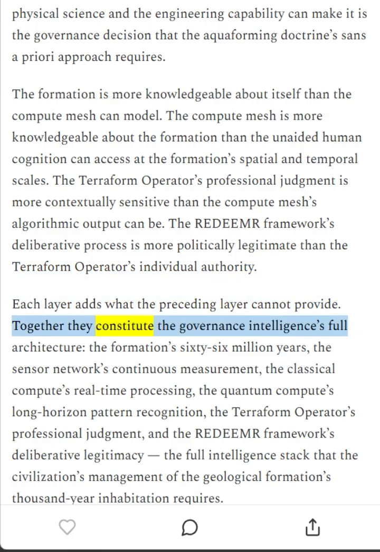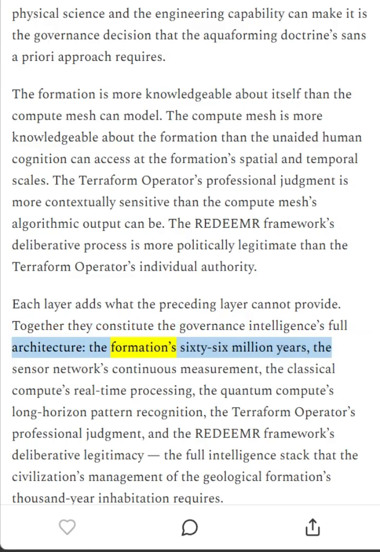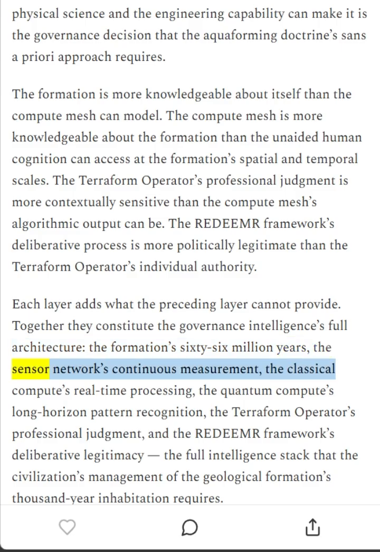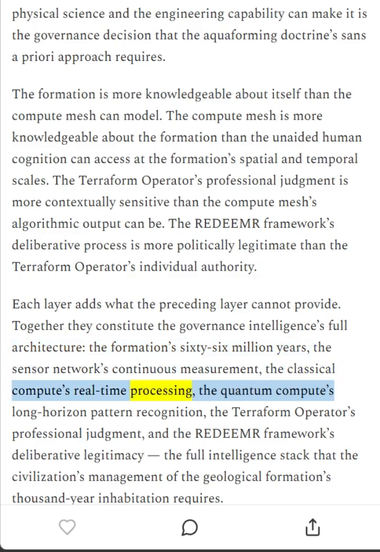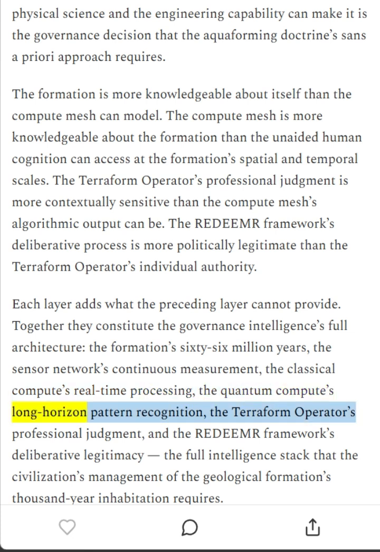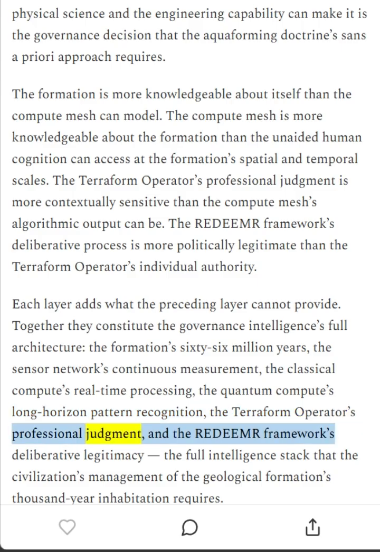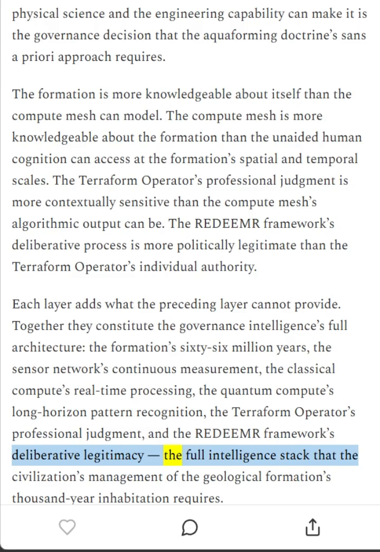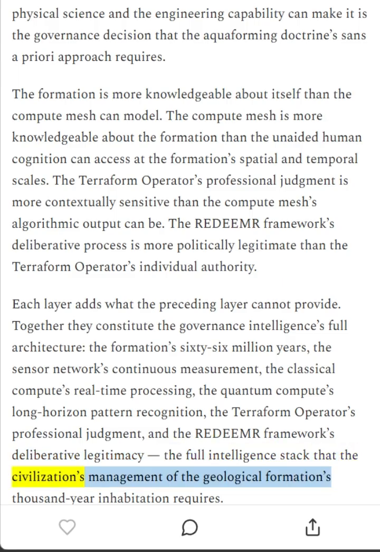Together, they constitute the governance intelligence's full architecture: the formation's 66 million years, the sensor network's continuous measurement, the classical compute's real-time processing, the quantum compute's long-horizon pattern recognition, the Terraform operator's professional judgment, and the Redeemer framework's deliberative legitimacy. The full intelligence stack that the civilization's management of the geological formation's thousand-year inhabitation requires.